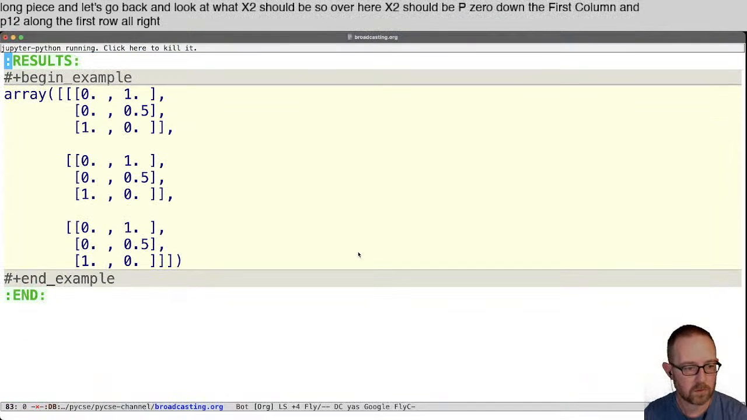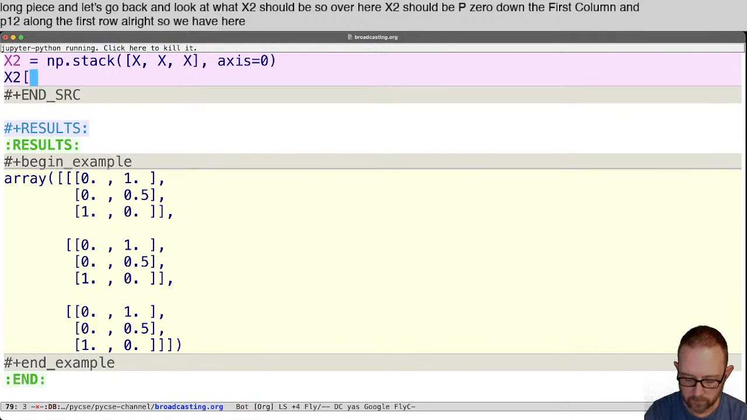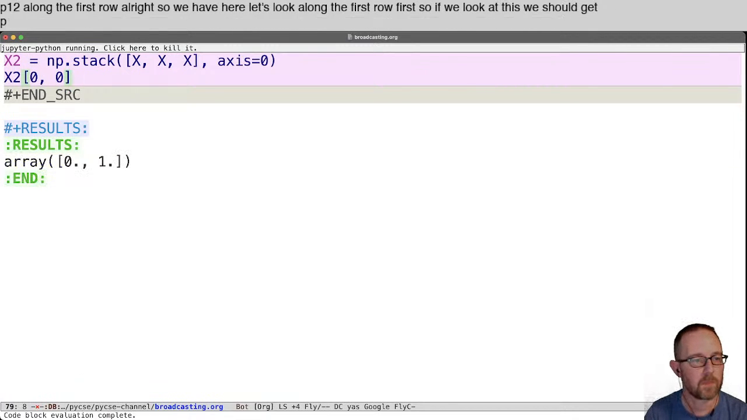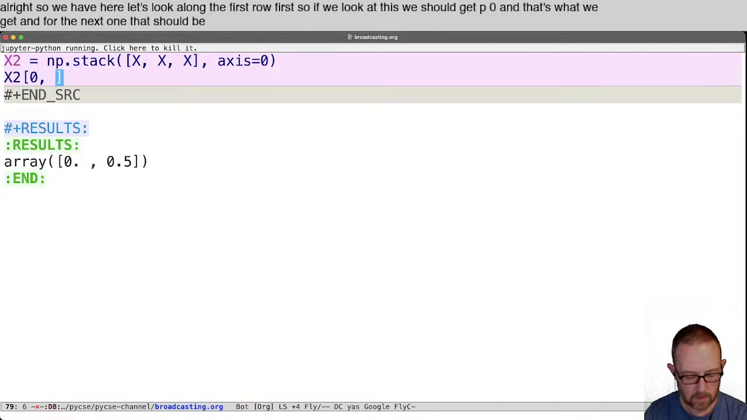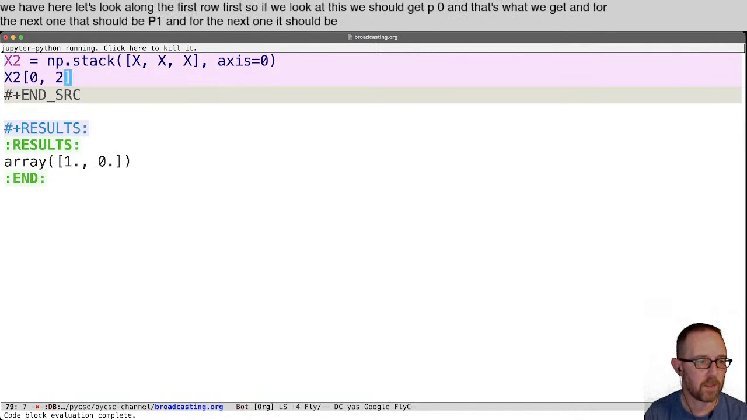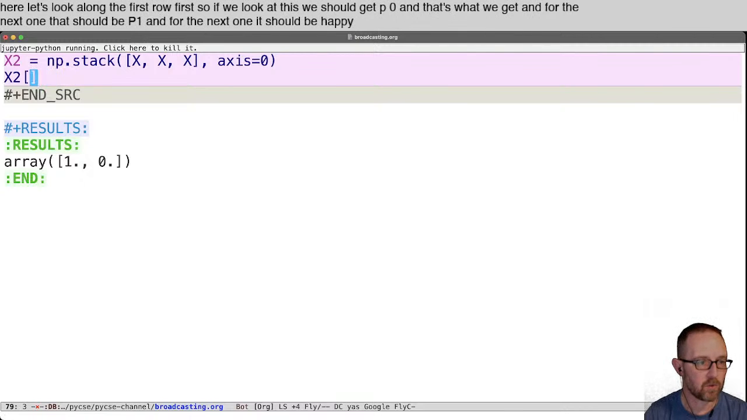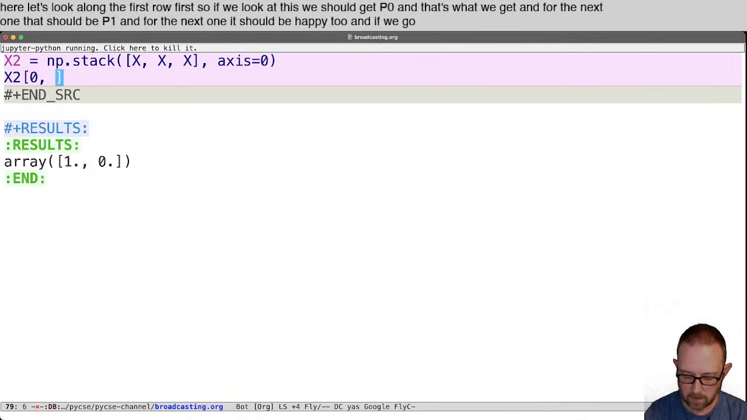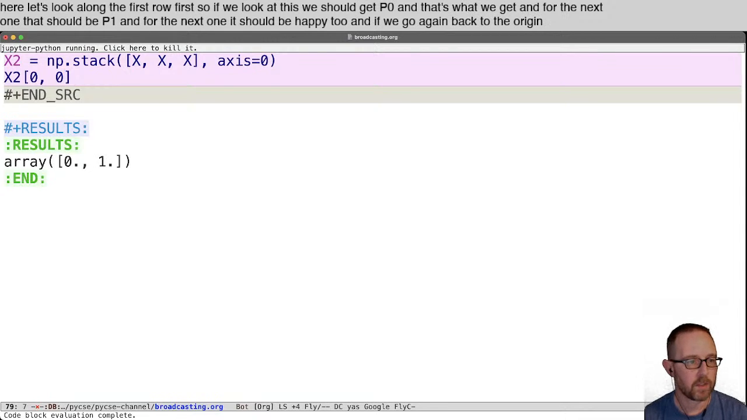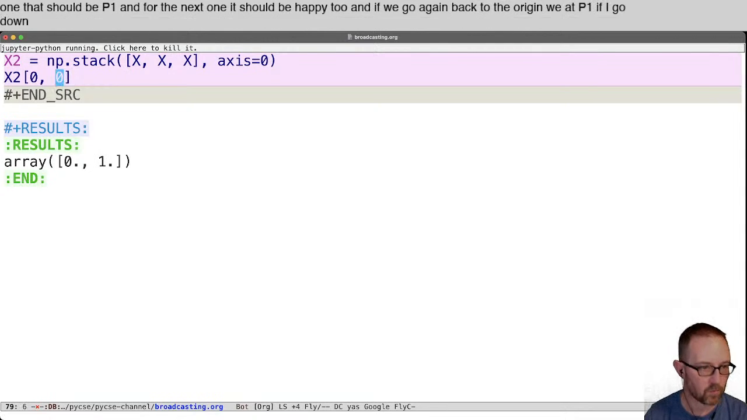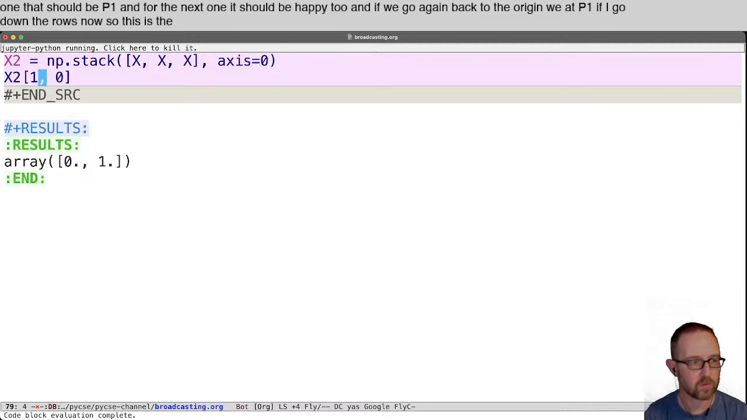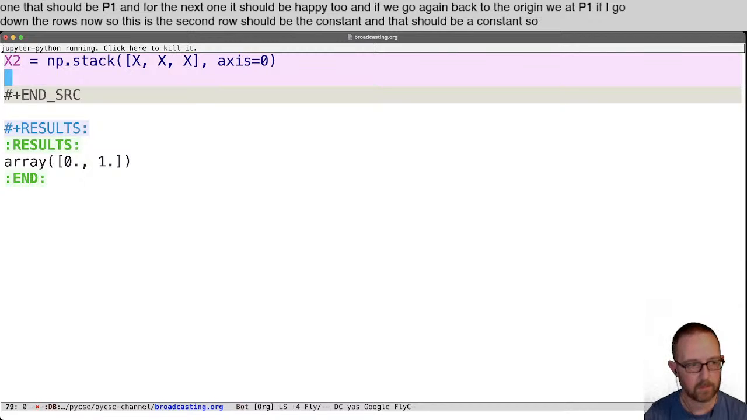All right, so we have here, let's look along the first row first. So if we look at this, we should get p0, and that's what we get. And for the next one, it should be p1, and for the next one, it should be p2. And if we go again back to the origin, we get p1. If I go down the rows now, so this is the second row, should be the constant, and that should be a constant. So that looks okay.